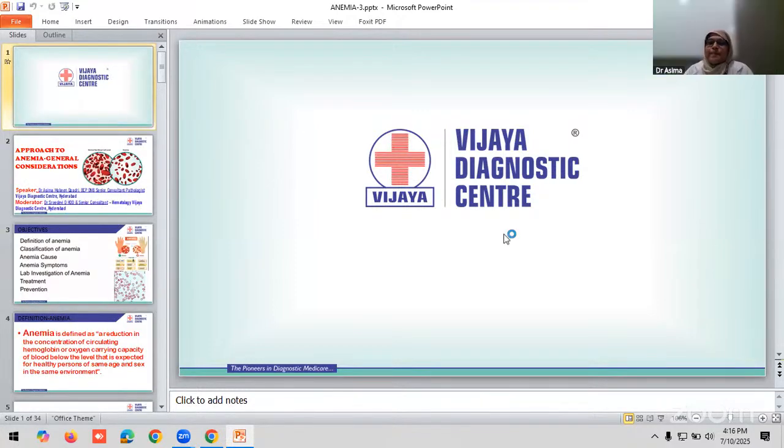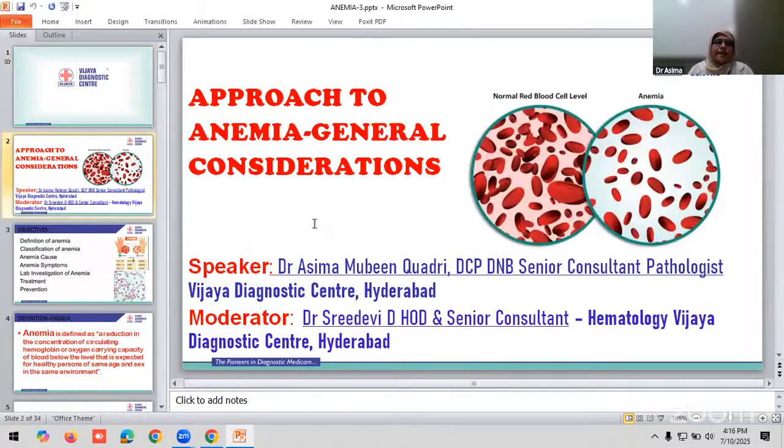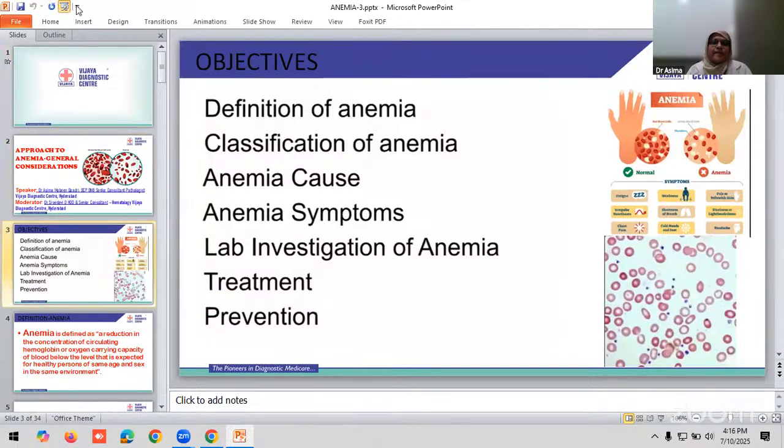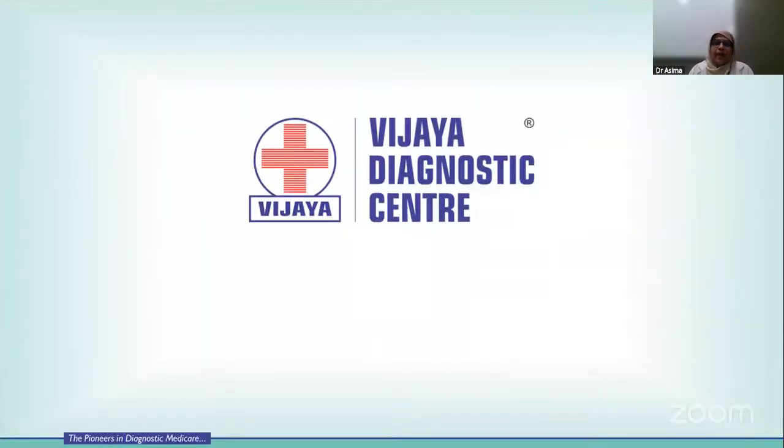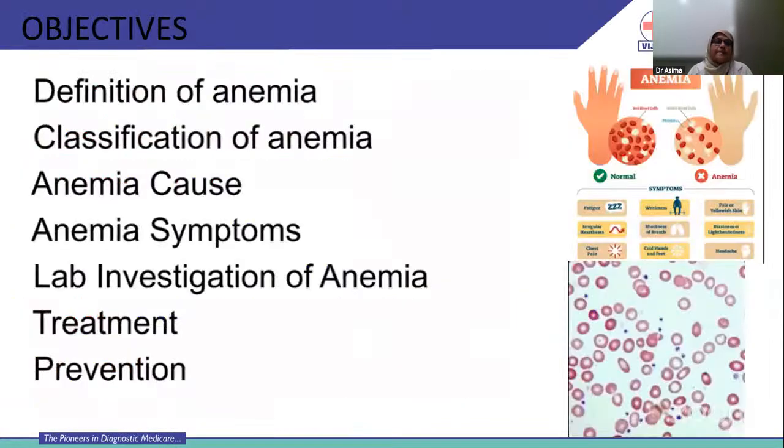Thank you so much, ma'am, for the introduction. Now, directly, I would go to the topic of today, and that is an approach to anemia: general considerations. Let me quickly go through the objectives. I will start with the definition of anemia, and then later we'll go to the classification, the causes, the symptoms, the lab investigations, and finally the treatment.